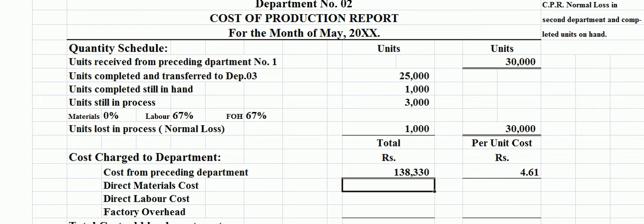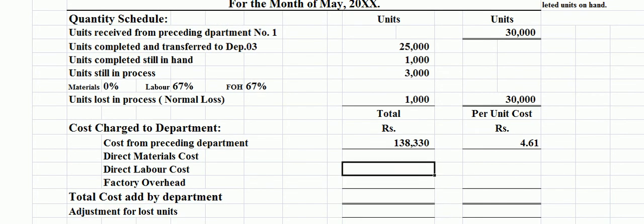Now we move to the current department to put the cost of material, direct labor cost and factory overhead. But in this question, the material cost is not given. Only two costs are given, direct labor cost and factory overhead cost. We put here the amounts: 43,372 and the factory overhead cost is 18,312. Now students, we add up these two figures here.